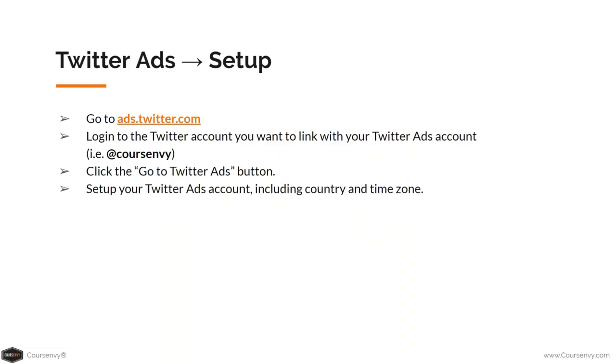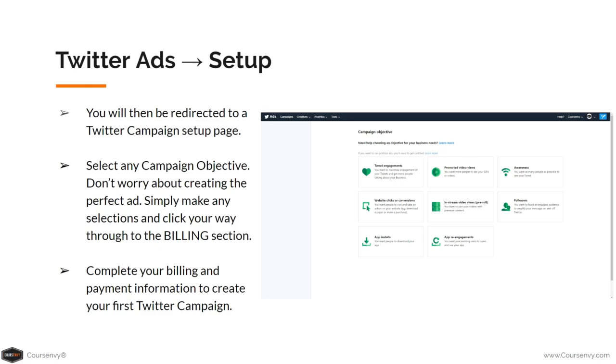To begin using Twitter ads, we first need to set up our Twitter ads account. So go to ads.twitter.com and then log into the Twitter account you want to link with your Twitter ads account, such as @CourseEnvy. Once you sign in to ads.twitter.com, select the Go to Twitter Ads button. Then simply set up your Twitter ads account, including country and time zone. After selecting these, you'll be redirected to the Twitter campaign setup page where you will select a campaign objective.